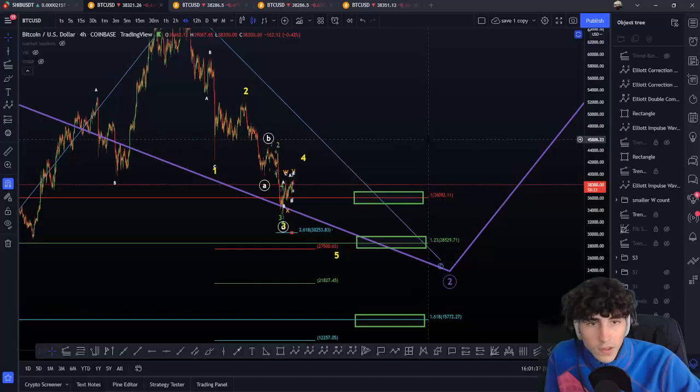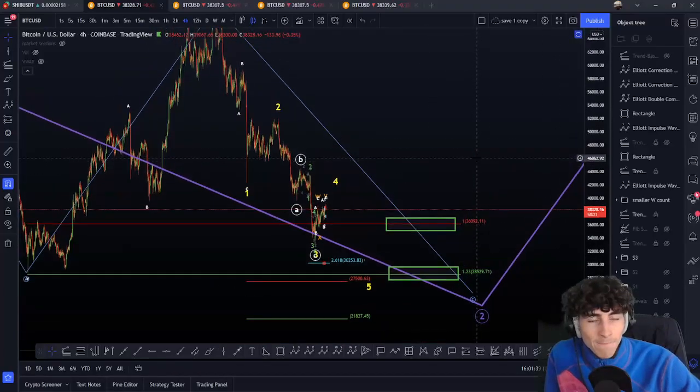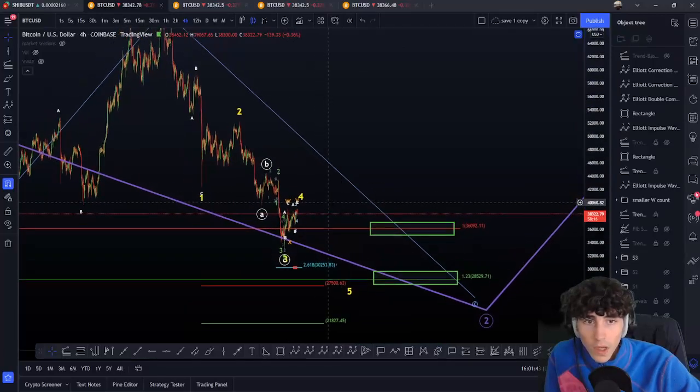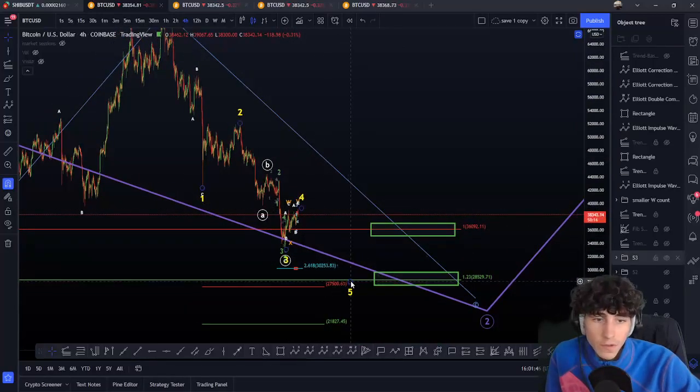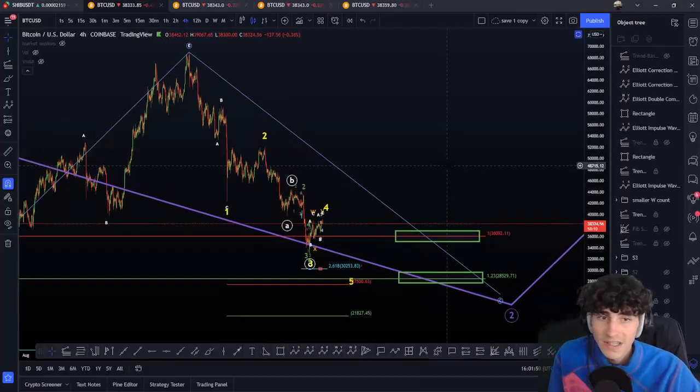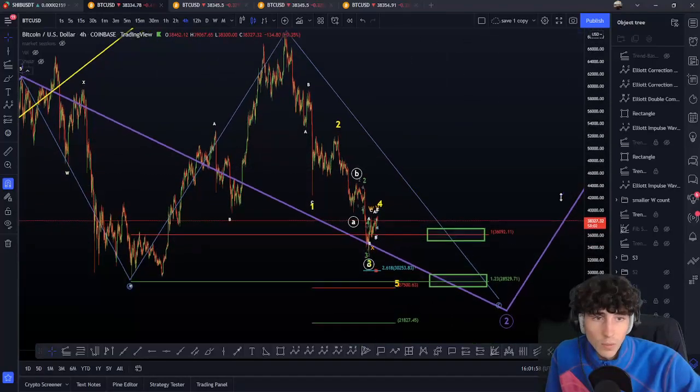Dump it more, please. So now if we dump from here, we can say that we are done with the wave 4, and we are in the wave 5 here. In that case, we have to do an ABC, so a triple wave, zigzag, 5 waves impulsive or leading, triple waves, 5 waves impulsive or ending in the C. So these are every single possibility at the moment.